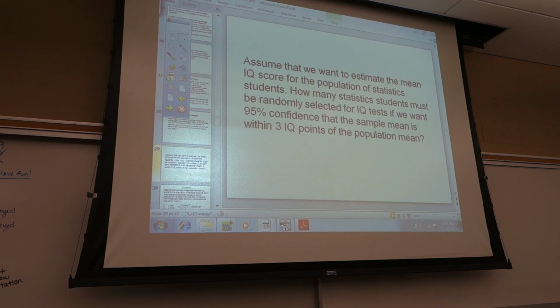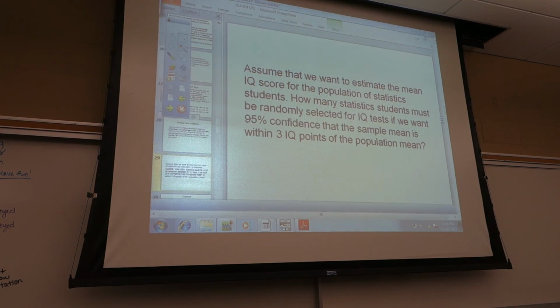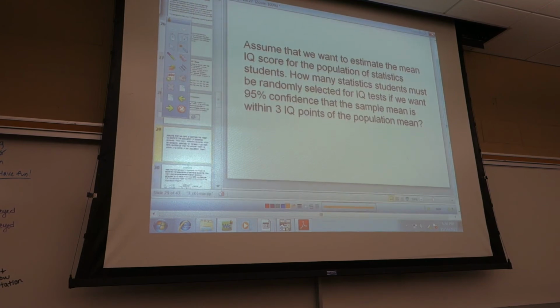Assuming that we want to estimate a mean IQ score for the population of statistics students, how many statistics students must be randomly selected for IQ tests if you want 85% confidence that the sample mean is within 3 IQ points of the population mean? Okay, 10 seconds to figure out what kind of problem it is.